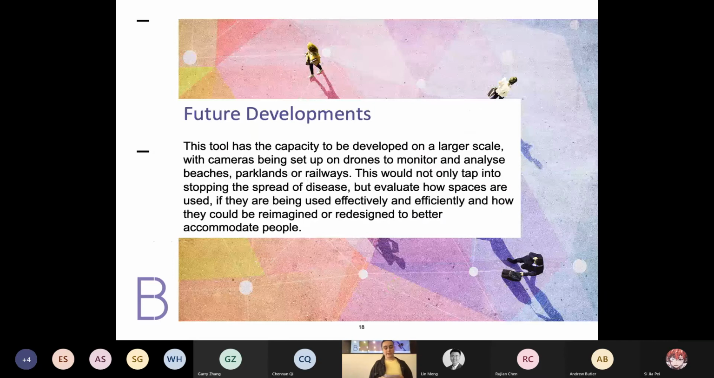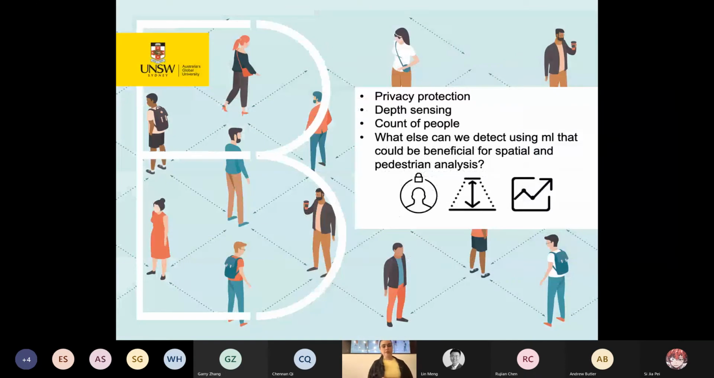This tool can be developed on a larger scale, with cameras potentially being set up on drones to monitor and analyze beaches, parklands, or railways. The tool could not only tap into stopping the spread of disease, but also be used to evaluate how spaces are used, if they are being used effectively and efficiently, and how they could be reimagined or redesigned to better accommodate people. Further factors that could be considered include privacy protection of pedestrians, depth sensing, and providing a pedestrian count, as well as seeing what else we could use machine learning to detect, like whether people are wearing masks.